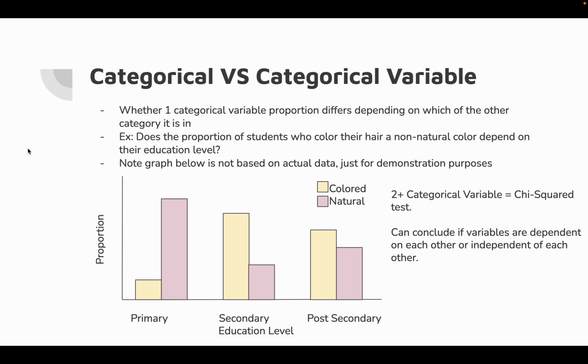Then, if we have two or more categorical variables, we use a chi-square test. We see if one categorical variable's proportion differs depending on which of the other categories it is in. For instance, does the proportion of students who color their hair a non-natural color depend on their education level? Using the chi-square test, we can conclude if variables are dependent on each other or independent of each other.